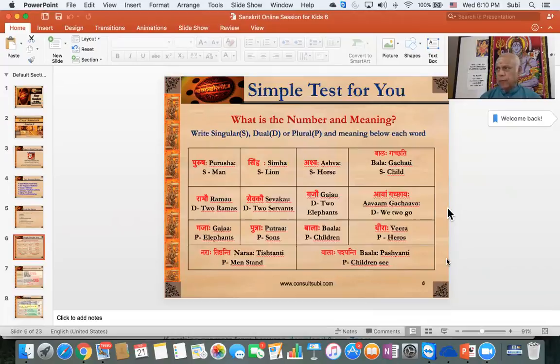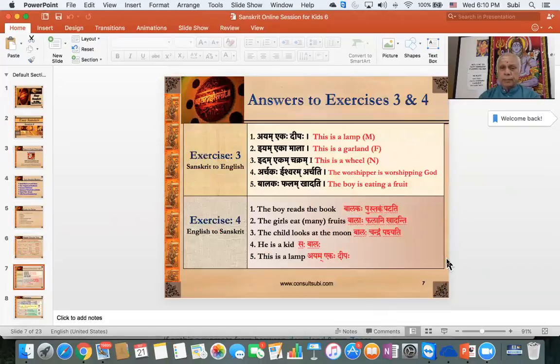Let's see the next one. And exercises 3 and 4. Very simple actually. The first line, Eka Deepaha, this is a lamp. Iyam Eka Mala, this is a garland. Idam Ekam Chakram, this is a wheel. Archakaha Ishwaram Archati. Archa means worship or to pray. So generally, the person who does it in the temple is called Archaka. He's really speaking worshiper.